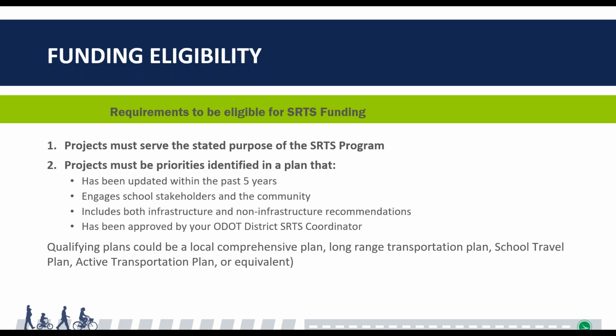So these qualifying plans can be a variety of plans. A variety of plans can check those boxes to make you eligible, whether that's a local comprehensive plan that identifies bicycle and pedestrian projects, a long-range transportation plan, a school travel plan, which is really a plan that's dedicated to understanding and meeting the needs of kids walking and biking to school, and for which ODOT has guidance and templates for developing. An active transportation plan, which is broader, looking at walking and biking needs across the community, which we also have guidance and a template for, or something else that's equivalent.